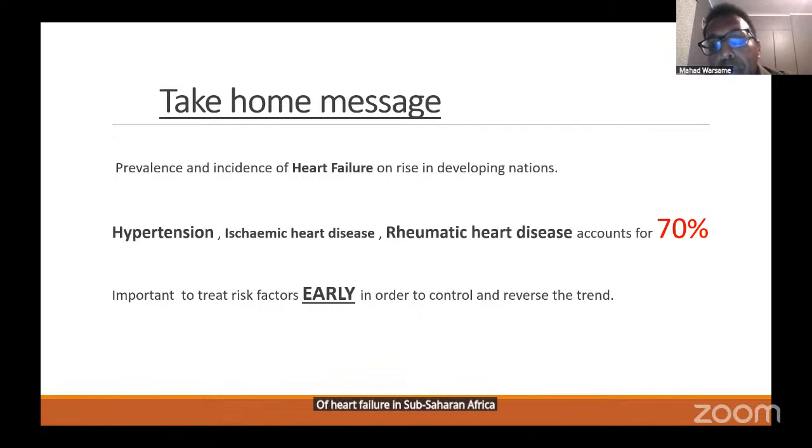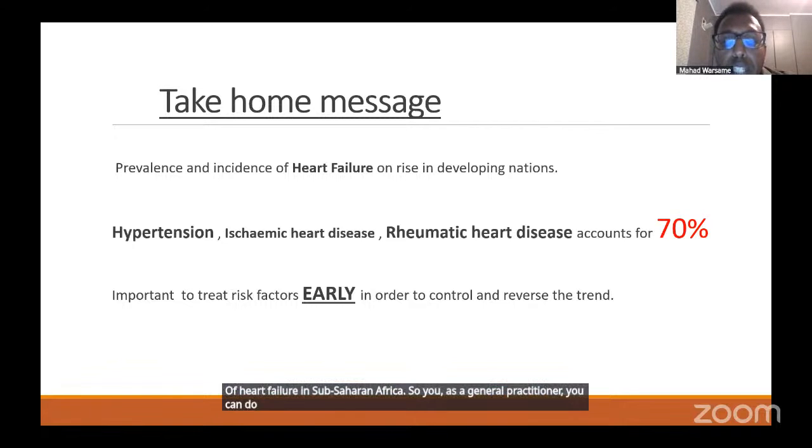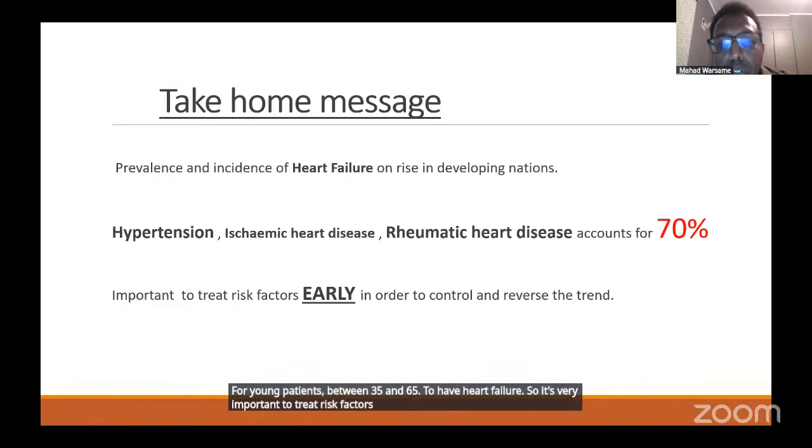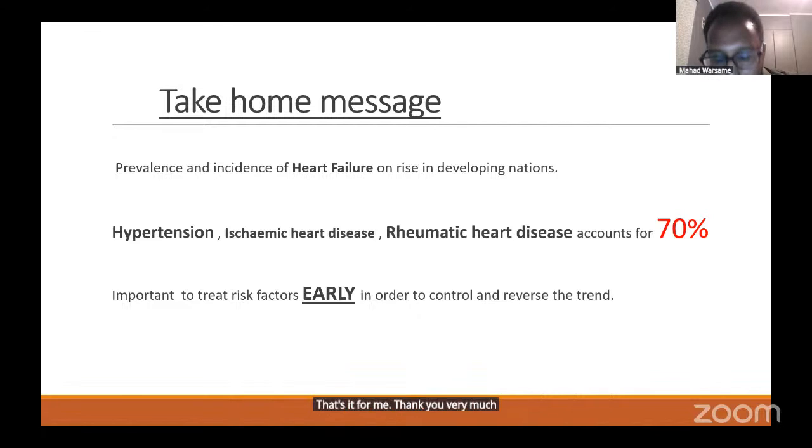So you, as a general practitioner, you can do something about it to change that because it's a big economic loss for young patients between 35 and 65 to have heart failure. So it's very important to treat risk factors early in order to control and reverse the trend. That's it for me. Thank you very much.